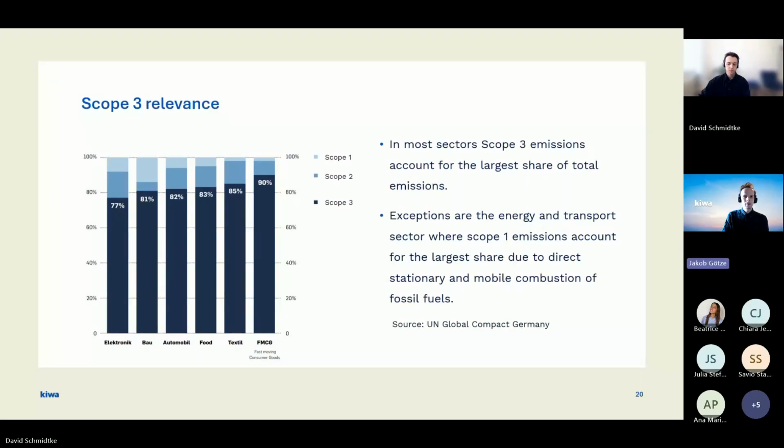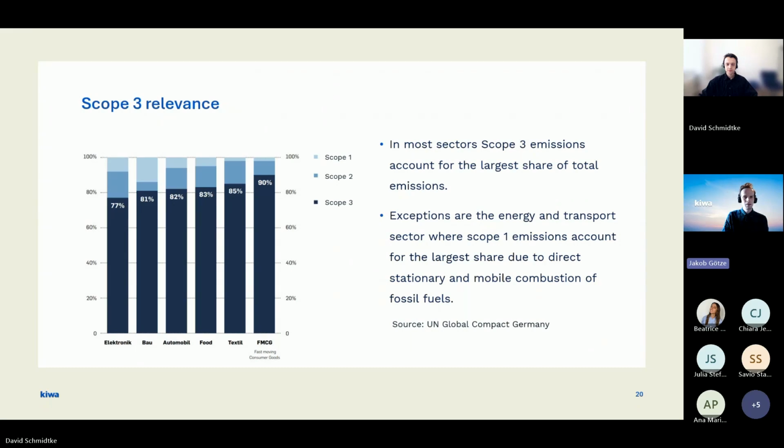Scope 3 has quite a higher relevance for companies, as in most sectors, scope 3 emissions account for the largest share of total emissions. So in this figure, you can see the share of scope 3 emissions in different sectors. And in my experience, especially for raw material production or manufacturing, scope 3 emissions account for about or even more than 90% of the total emissions. So assessing scope 3 emissions is of high relevance.